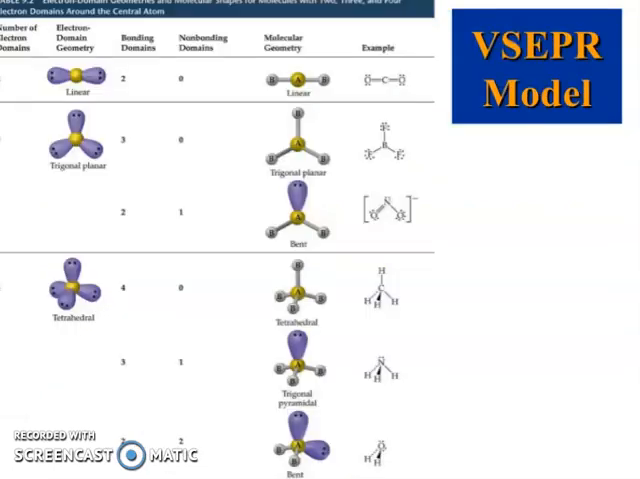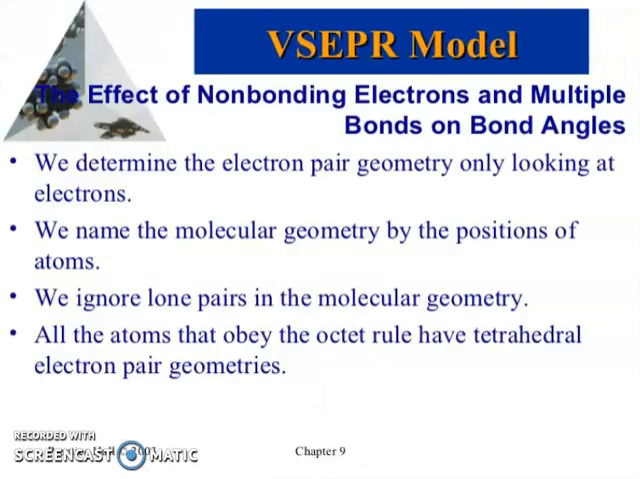So, you can see the linear, you can see the trigonal planar, 3 bonding domains, non-bonding domain 0, trigonal planar. If you have non-bonding domain 1, then bent. Example, NO2. You have tetrahedral 4, 0, tetrahedral; 3, 1, trigonal pyramidal; and 2, 2, bent. Water is an example, ammonia is trigonal pyramidal, and methane is tetrahedral.